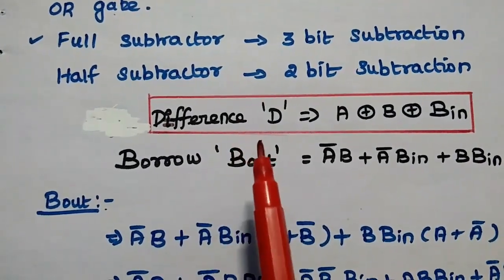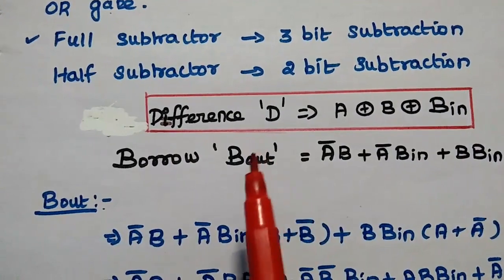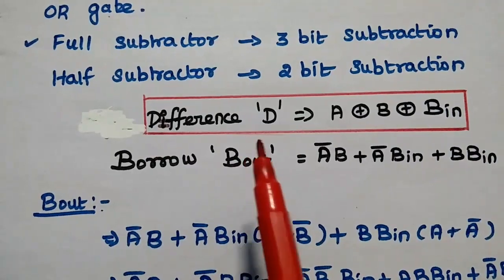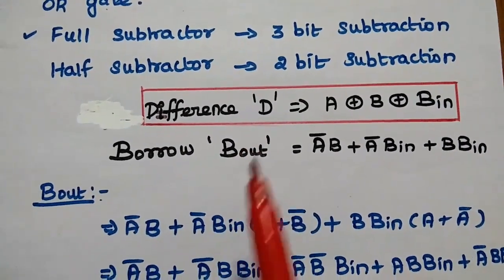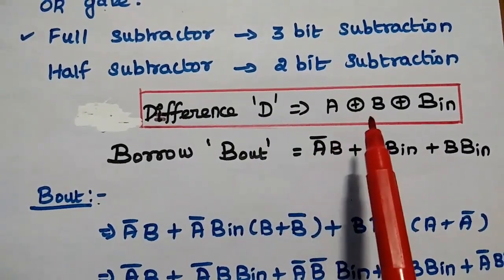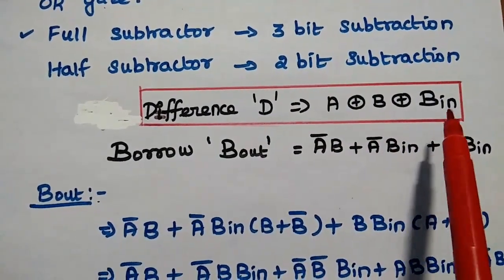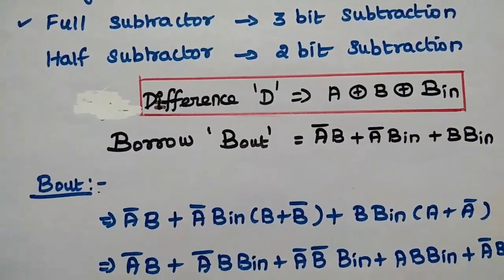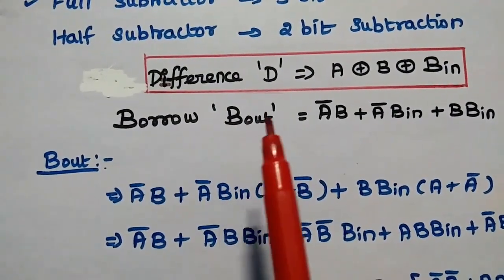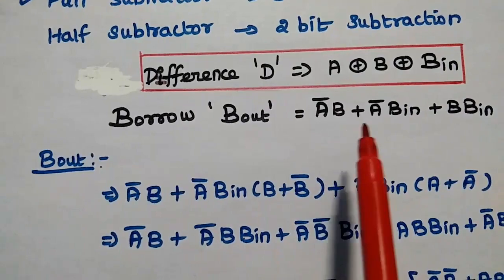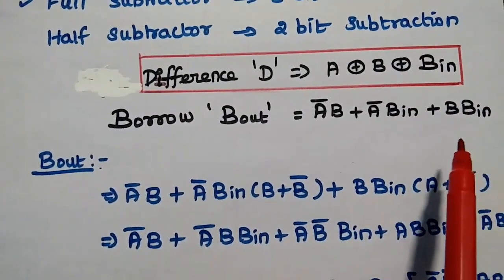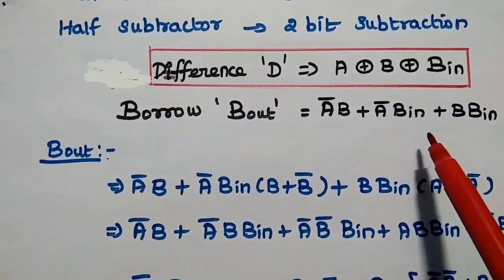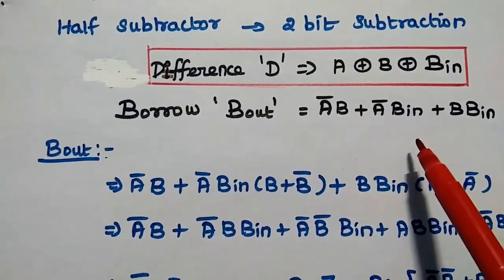We have already obtained the Boolean expression for the difference and borrow of the full subtractor in the previous lecture video. So we are going to use those expressions as such. So difference is equal to A XOR B XOR B in. Here B in is nothing but the borrow of the previous stage. Then the output borrow can be expressed as A bar B plus A bar B in plus B B in. Now we are going to simplify this borrow in terms of XOR gate.